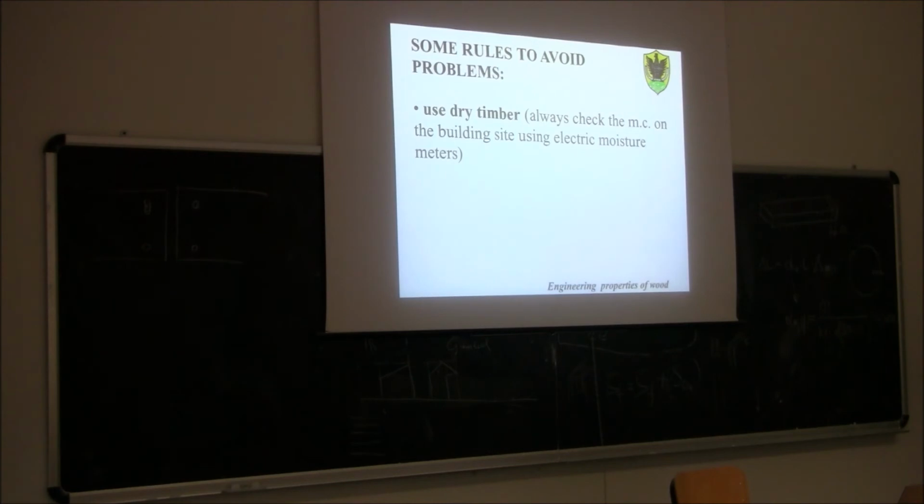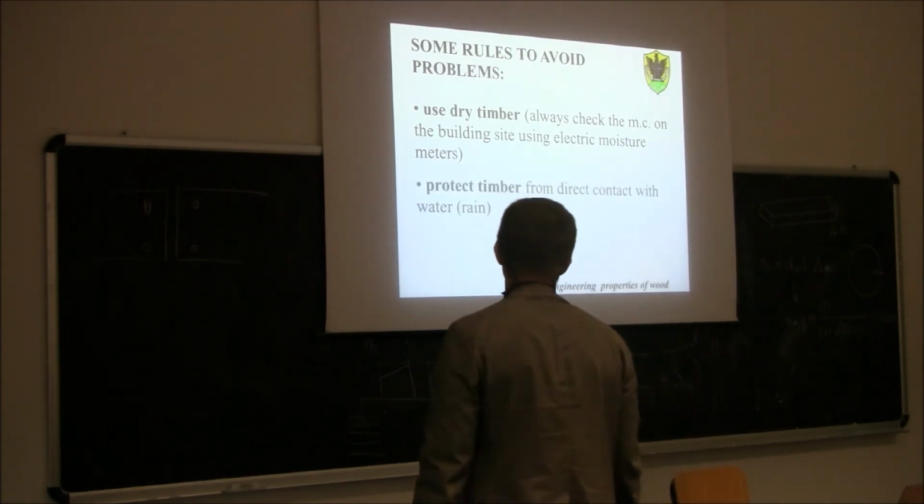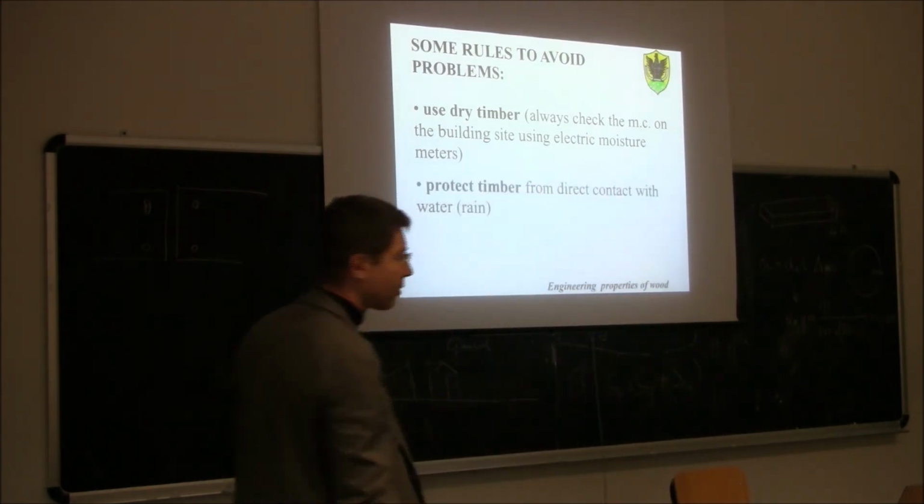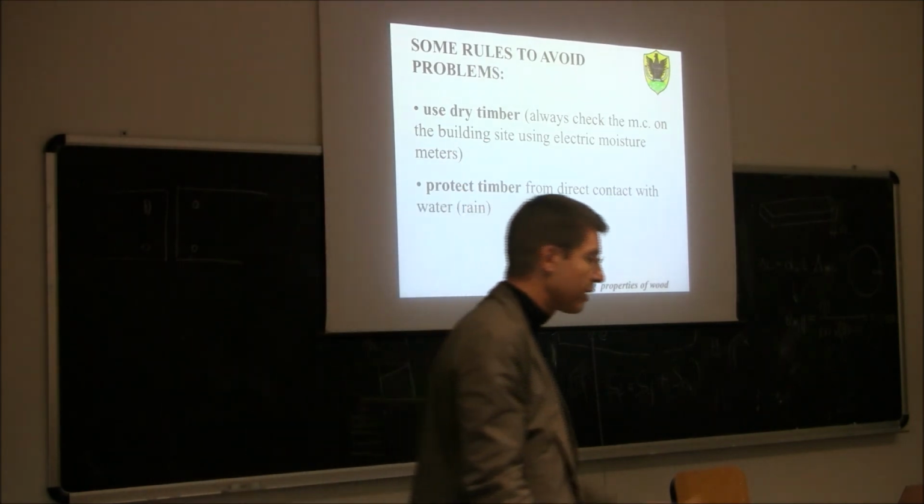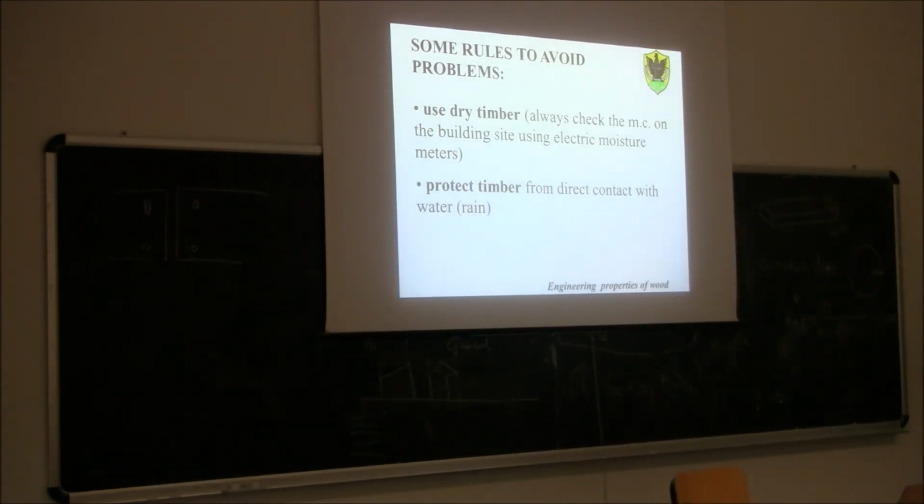So if you want some simple rules to avoid problems with timber, always use dry timber. And remember to check the moisture content of wood on the building site when you will be a check engineer, using this moisture meter that I showed you before. Protect timber from direct contact with water, rain, so avoid as much as possible that the timber gets in contact with rain. And last but not least, allow timber to move due to the environmental variation. So timber must be able to move without being constrained, like the example I showed you before.